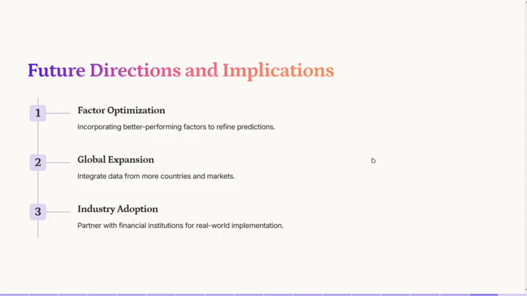Future direction and implications. The first, we want to optimize our factors. We want to incorporate better performing factors to refine our predictions and to increase the overall returns. And the second part is the global expansion. We want to integrate data from more than one country and market, not just the US or the Chinese market. We want to incorporate markets in Japan, in Europe, and in other countries.